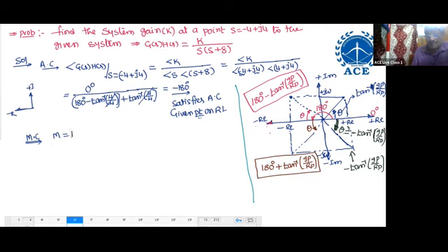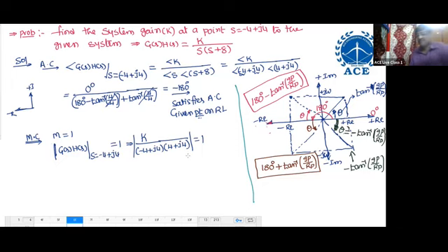Magnitude equal to 1. So that means the magnitude of G(s)H(s) at s equal to minus 4 plus j4 equals 1. That means the magnitude of K divided by (minus 4 plus j4) into (minus 4 plus j4 plus 4) equals 1.